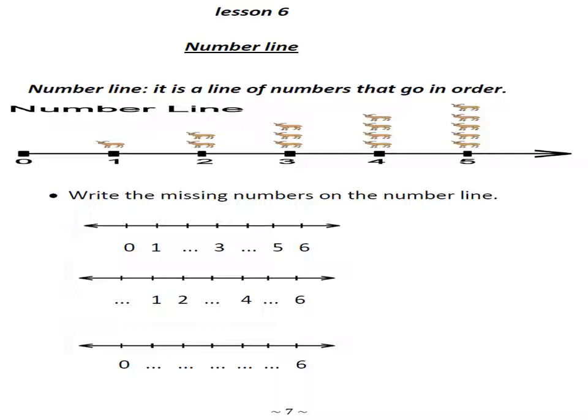The first question here, he gave me 0 and 1. As I know, after 1, it will be 2. He gave me 3, after 3, 4. And he gave me 5 and 6.